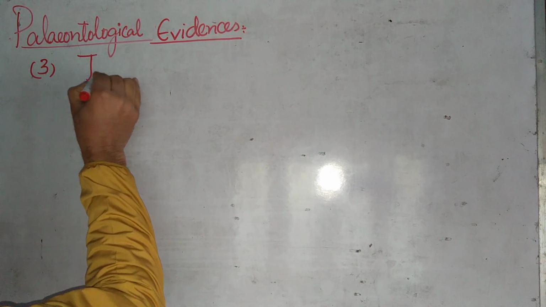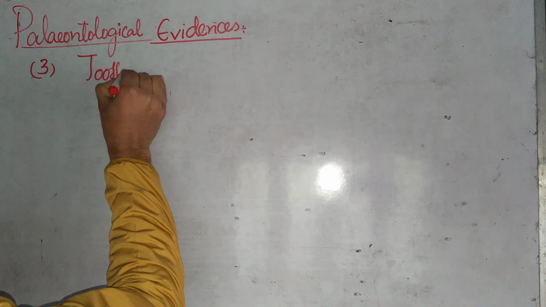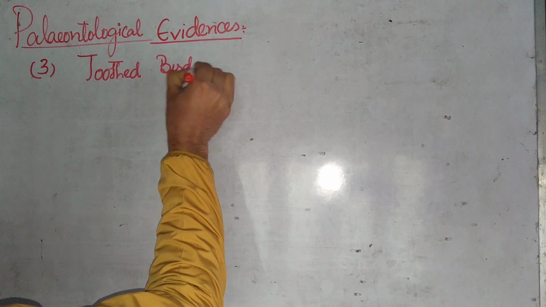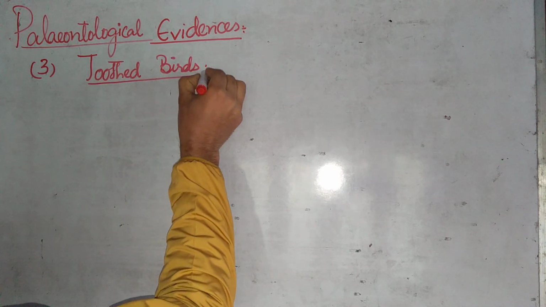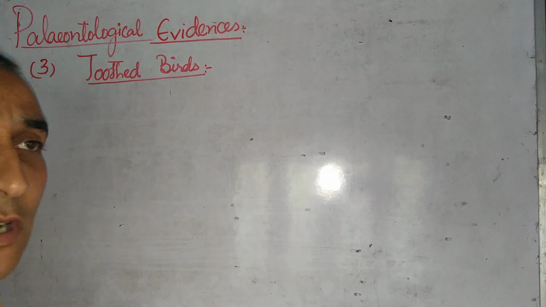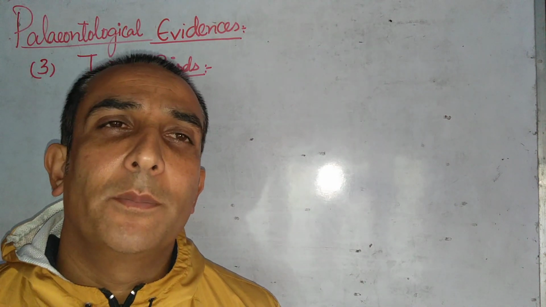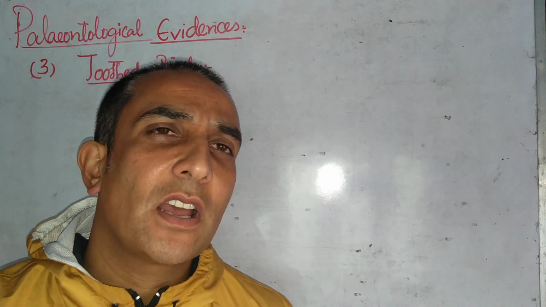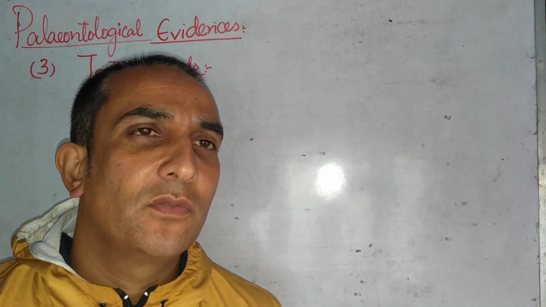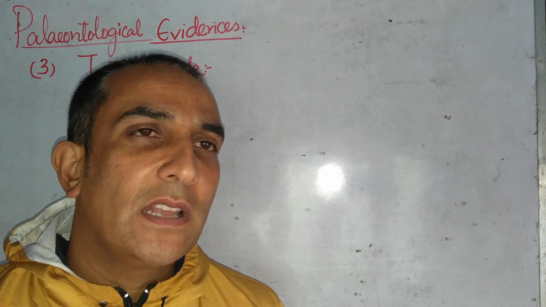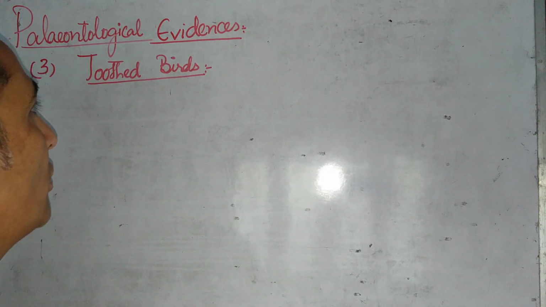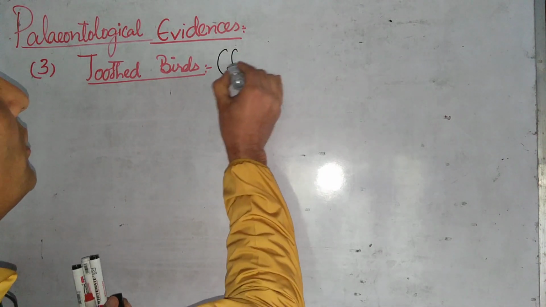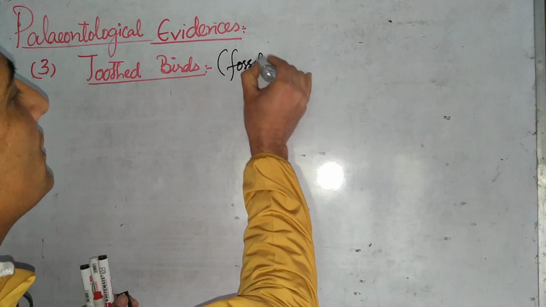that's the toothed birds. So toothed birds is another type of the missing link. The modern birds you study, the modern birds, which we call as neo-ornithes, are basically toothless birds. But we are talking about toothed birds as missing link, and these are fossil toothed birds.